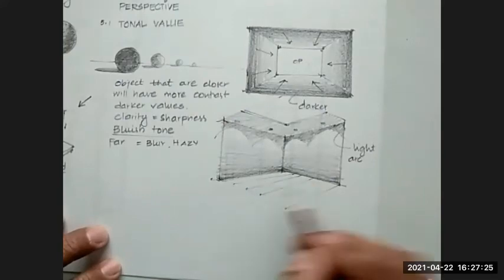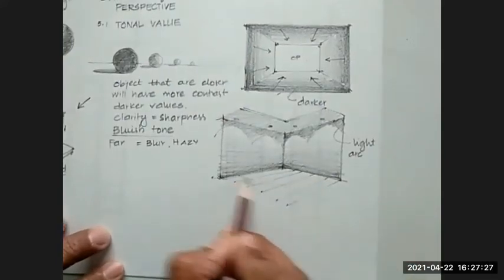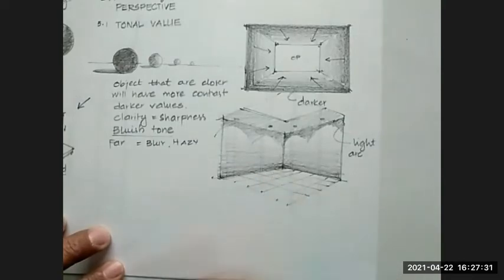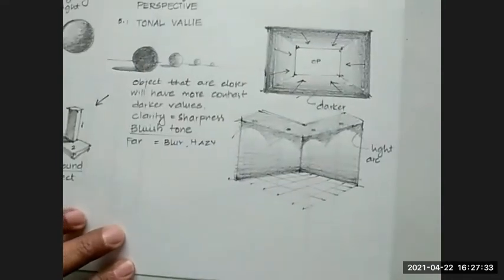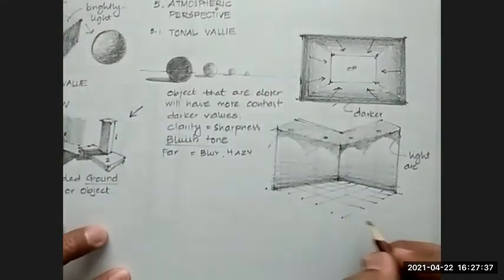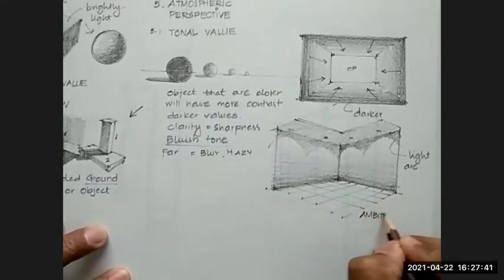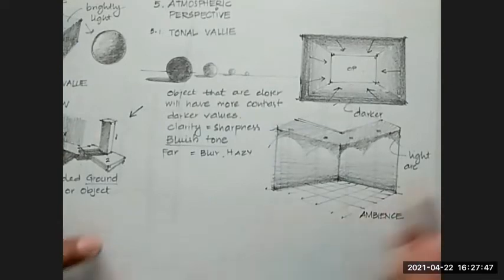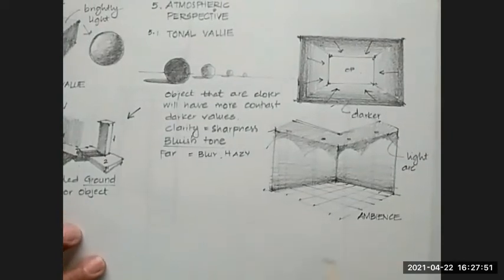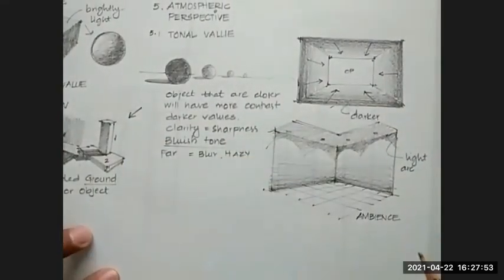If you show tiles, you will see a higher depth. So this is the impact of tonal value and how you achieve ambience. We will look into it deeply when we actually execute the perspectives, but all these principles we are going to apply somewhere.